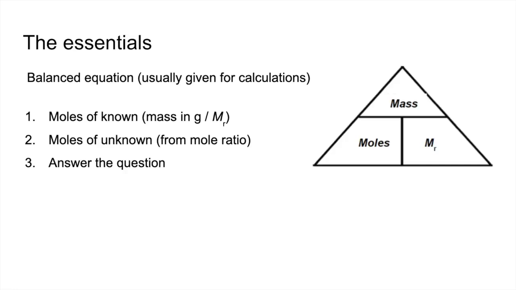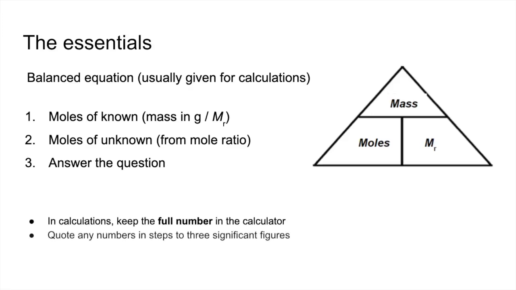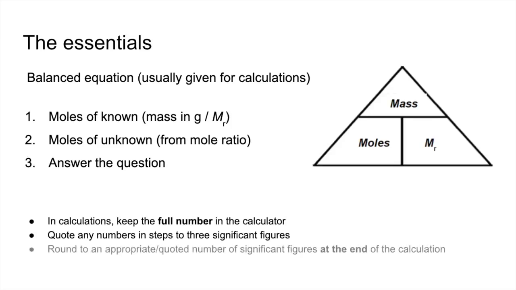So we'll just finish this slide with some top tips. In calculations, keep the full number in your calculator. If you are asked to calculate anything along the way, maybe some moles or something like that, quote your answer to 3 significant figures. But remember that full number is still in the calculator. You should only round at the end of the calculation. And often the question will say round to an appropriate number of significant figures, or it might actually say give your answer to 3 significant figures.